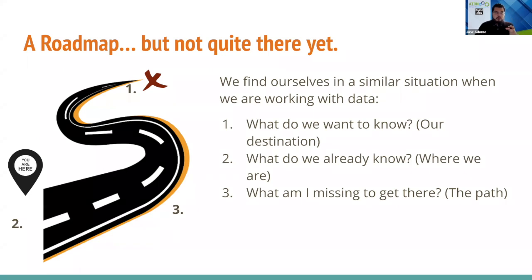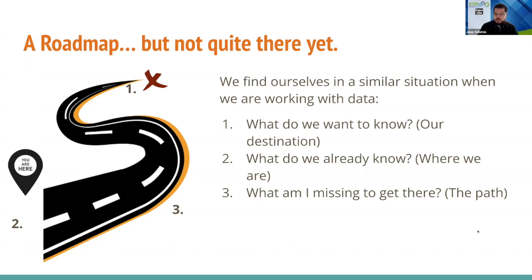So knowing what we have and how we can access it will help us pave that roadmap to get to the destination. And the third question is, what am I missing to get there? The path. So this is where we plan. We plan from where we are and we plan how we're going to reach that goal. So that's going to determine our path to get to that destination.